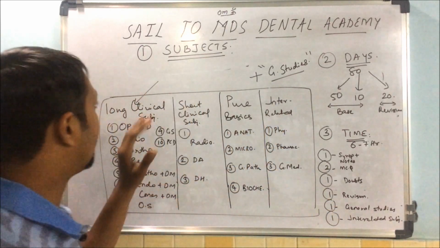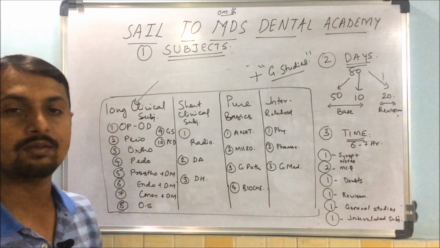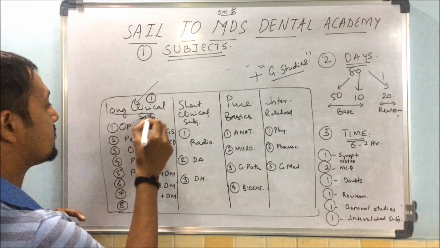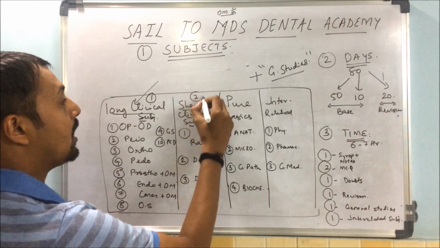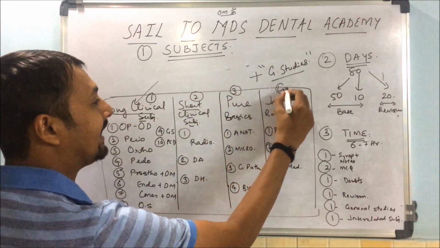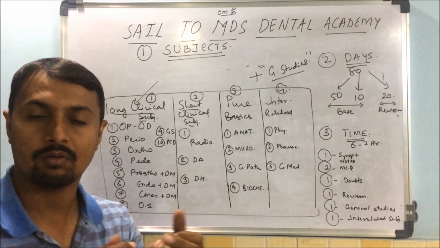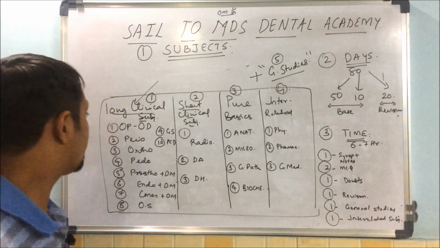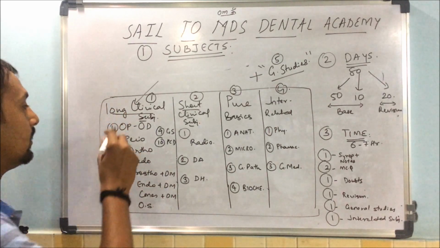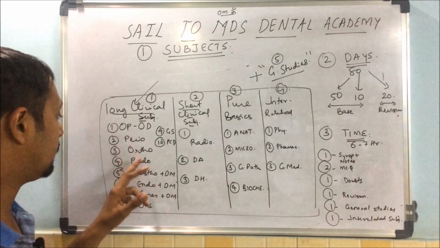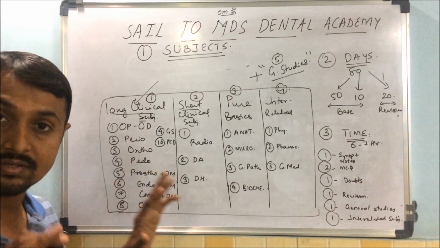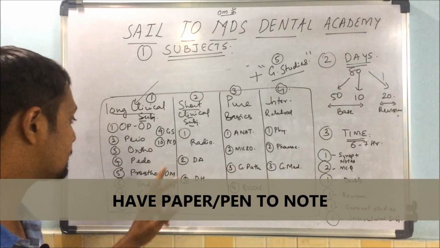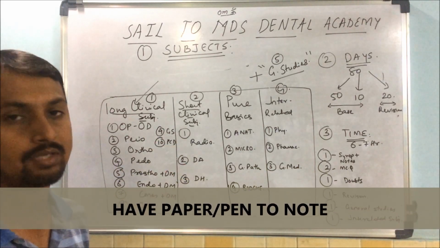So first, we'll divide the subjects. The way of subject division is very simple. I will divide the subjects in 4 parts: the long clinical subjects, short clinical subjects, pure basic subjects, and interrelated subjects. In GPSC, one more thing is the journal study also. So what are the long clinical subjects? It's oral path, oral medicine, perio, ortho, pedo, prosto, along with related DM, endo, related DM, cons, related DM, oral surgery, general surgery, and public health dentistry.